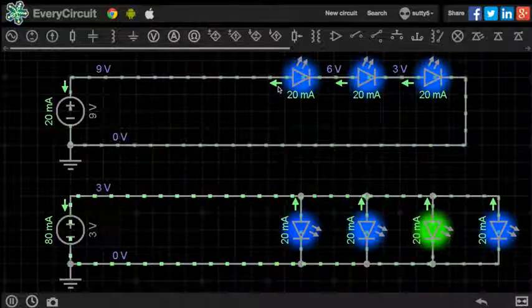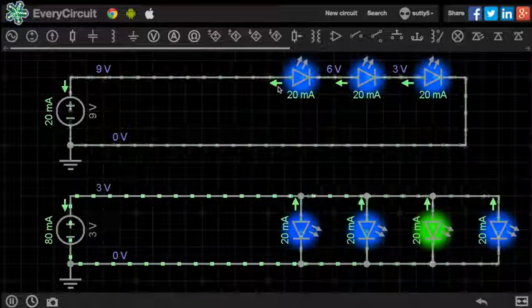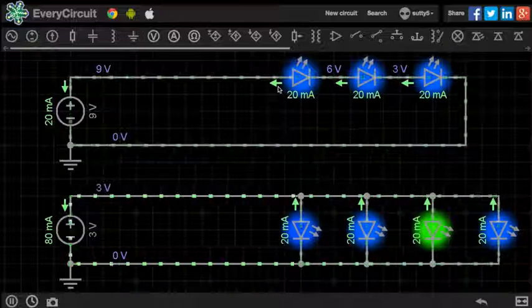Series and parallel circuits. What are the differences and how do they work? Well, we're going to do another visual demonstration to show just that.